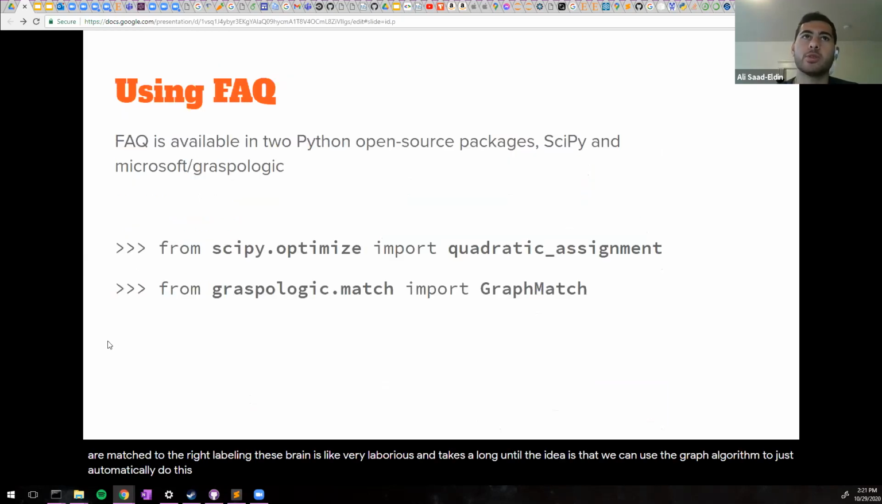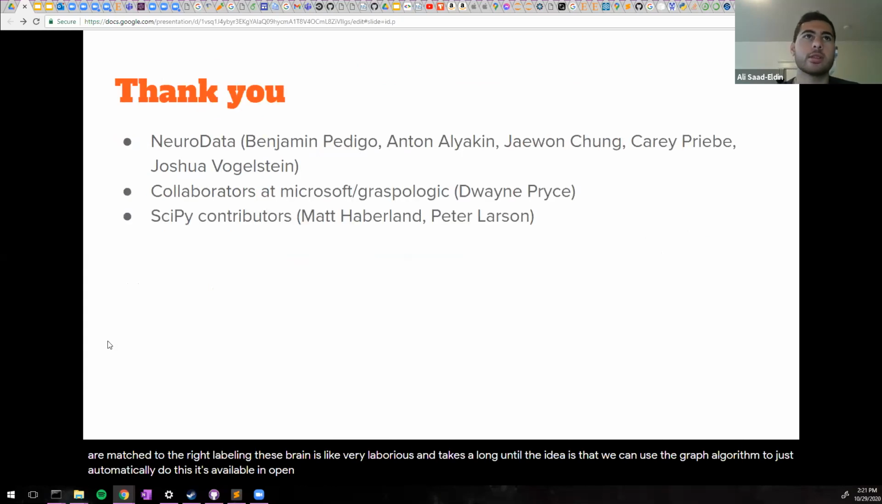So if anyone wants to use FAQ, it's available in open source packages, SciPy and graspologic. You could just use these command prompts to load it in.